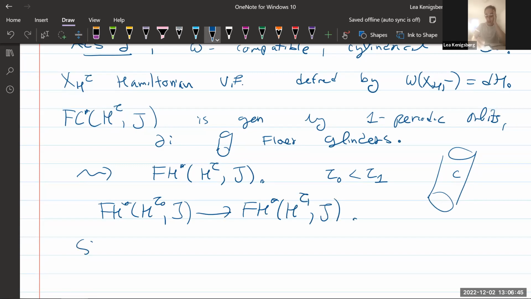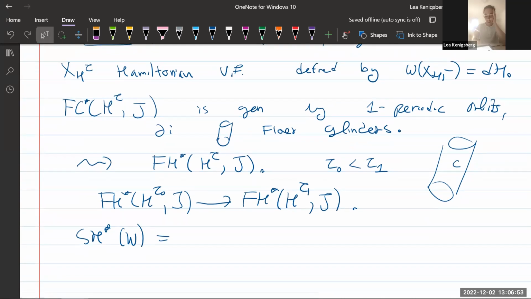And symplectic homology is cohomology. Sometimes I'll say cohomology and sometimes homology, so sorry about that. This is the colimit over all tau of the Floer homologies.